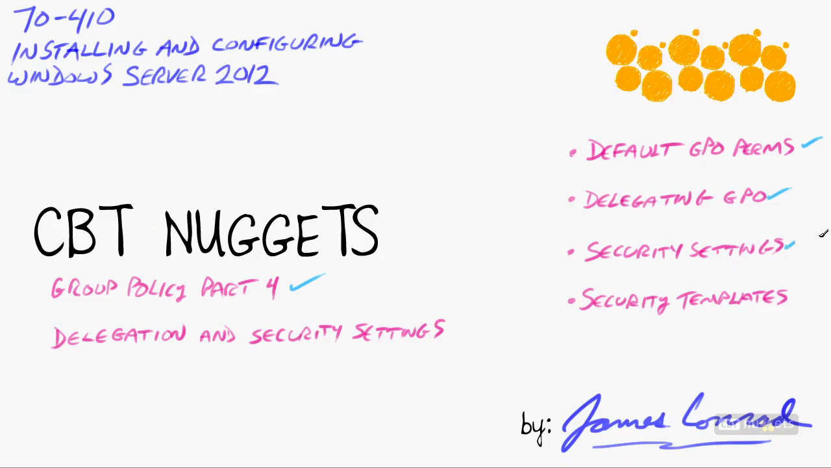We take a look at the various security settings, which we've touched on a couple of times in the past, but we'll look at them in a little bit more detail here, specifically with things such as the password policy, account lockouts, things like this. And then we'll take a look at security templates, which are prepackaged settings that you can use to quickly and easily apply to a pretty broad scope of machines.